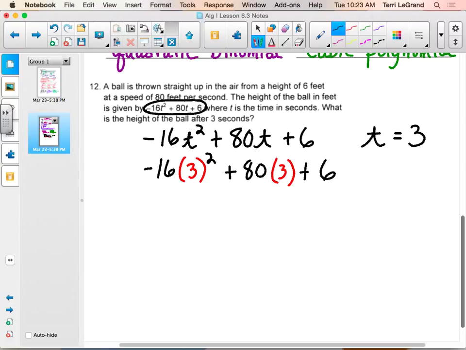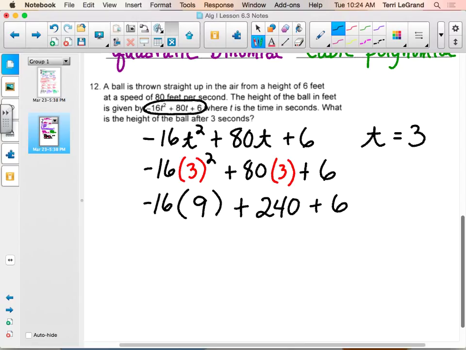What do we do first in that first monomial? Negative 16 times 3 squared. What do we do first? 3 times 2? No, 3 times 3, or in other words, 3 squared. So we're going to have negative 16 now times 9. We can do this multiplication now, can't we? 80 times 3 is 240. And then we have our plus 6.